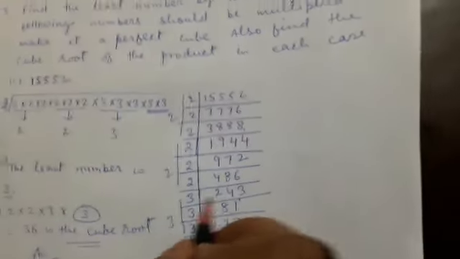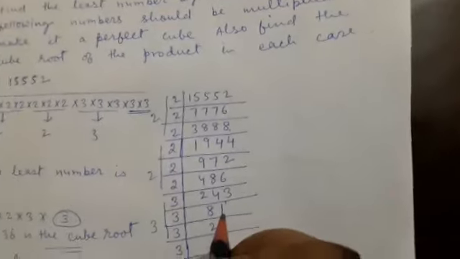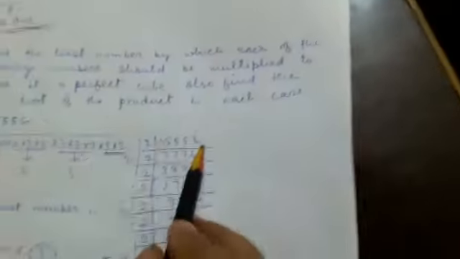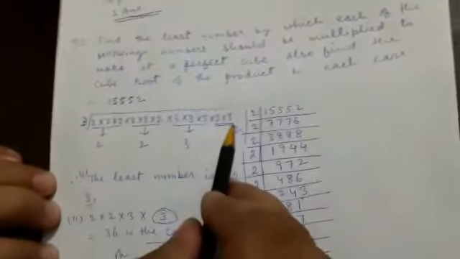And when 243 is divided by 3, we will get 81. 81 divided by 3, we will get 27. 27 divided by 3, we will get 9. And when 9 is divided by 3, we will get 3. And when 3 is divided by 3, we will get 1. So these are the prime factors of this given number. Now we'll write down all the factors horizontally.